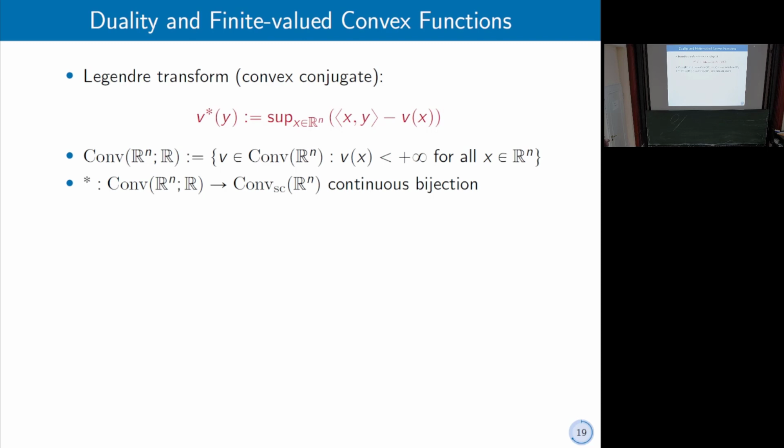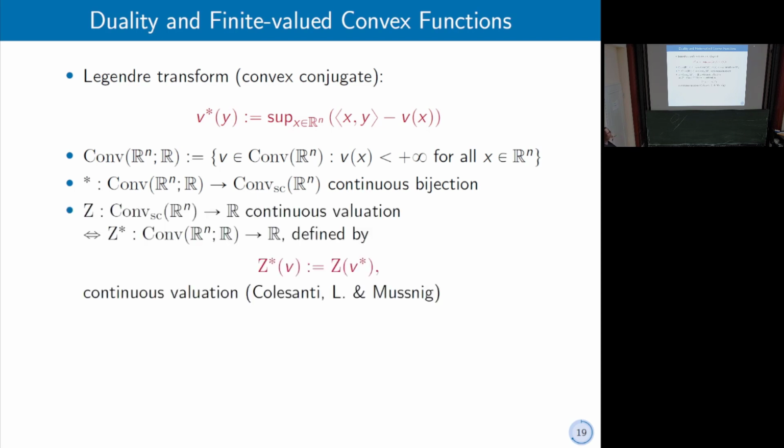So if you use the Legendre transform, then it's a well-known result that if I denote by this the space of finite valued convex functions, so now I don't allow the value plus infinity anymore, then the Legendre transform of this space is the space of supercoercive functions, and this is a continuous bijection. So you really can jump from one to the other. Everything can be translated. In particular, everything we did with valuations can be translated.